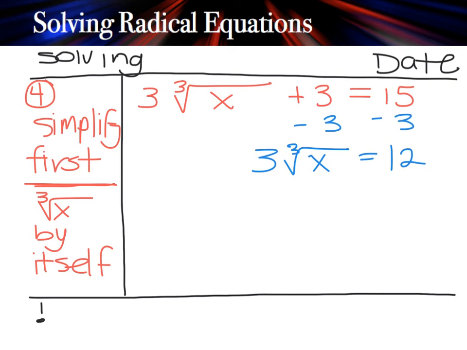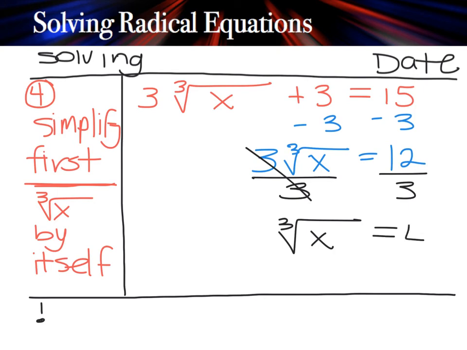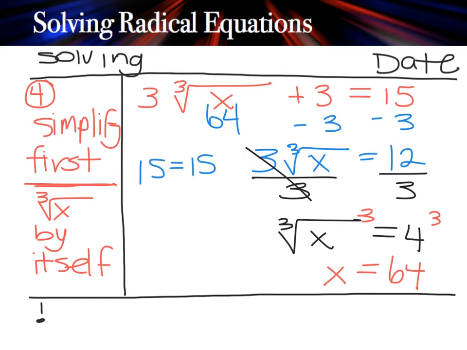Then I'm going to divide by 3, so I can get rid of these 3's. So I've got the cube root of x equals 4. Then I'm going to cube both sides, and I get x equals 64. If I go back and check that, I should have the cube root of 64 right here would be 4, and 4 times 3 is 12, and 12 plus 3 is 15. So 15 will equal 15. So this right here is a good answer.